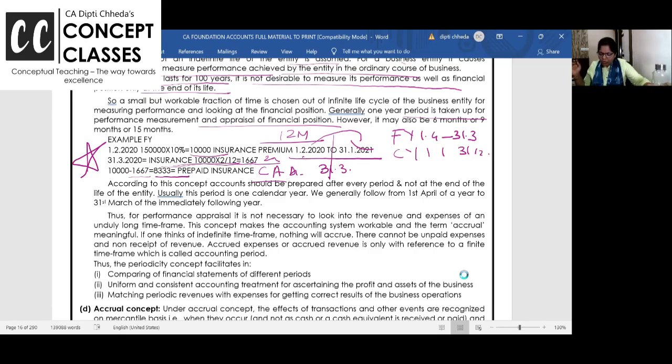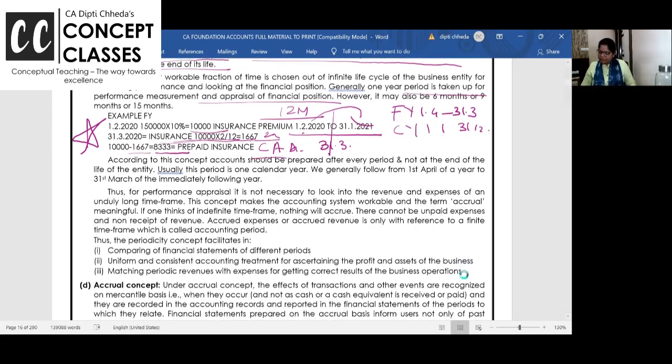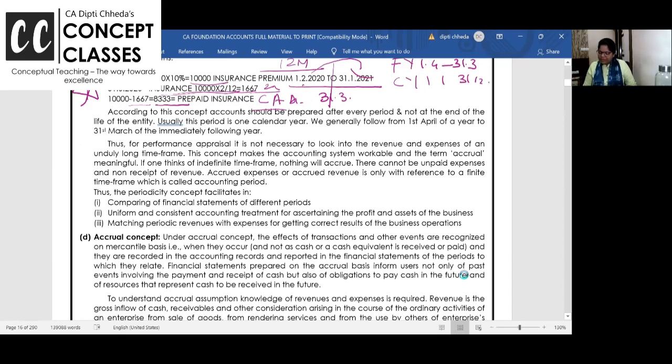So that's all for the periodicity concept. We'll read down the line what they say. The concept says statements should be prepared after every period and not at the end of the life of the entity. So performance appraisal, your net profit, your balance sheet, you always do it for 12 months. Thus, the periodicity concept facilitates comparison of the financial statements, uniform and consistent accounting treatment, matching periodic revenue with the expense. Is everything okay? I hope you are getting it.